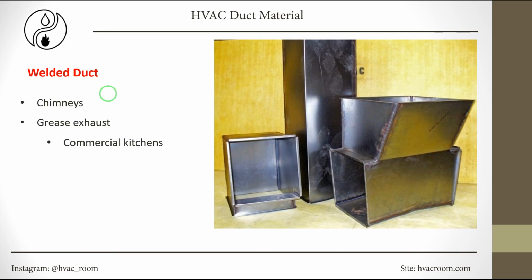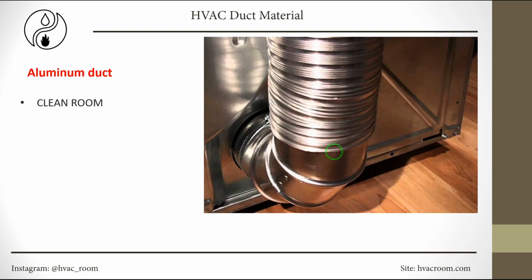One of the disadvantages of this system is the entire system is going to be a lot heavier than galvanized steel. The next one is aluminum duct, which can be used in clean rooms and some special exhaust systems. One of the advantages is it's very light compared to stainless steel or galvanized steel, and also resistant in wet corrosive environments. But the first cost is going to go up.